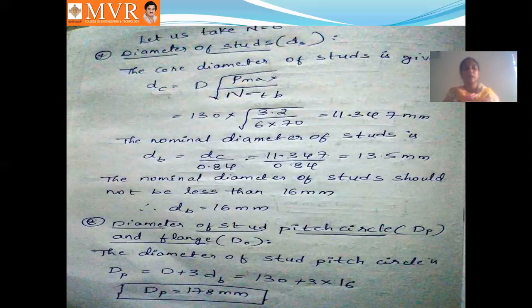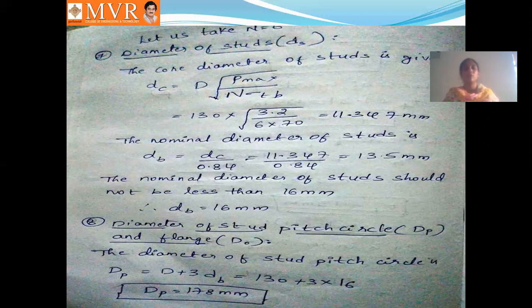N we are taking as 6, and also the allowable stress for bolts we have taken. What is N here? N is not the speed. Here N is nothing but the number of studs. Okay, the number of studs value we are taking.